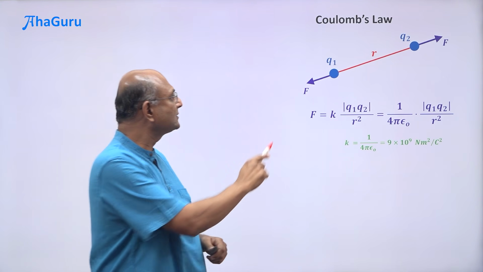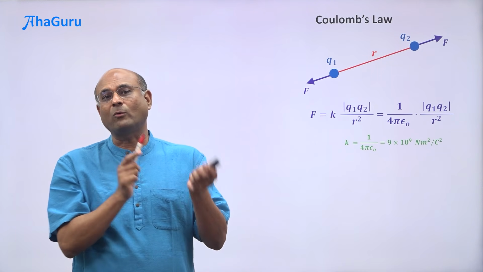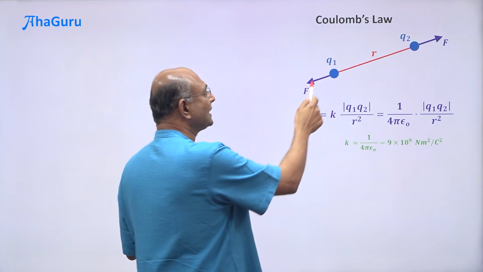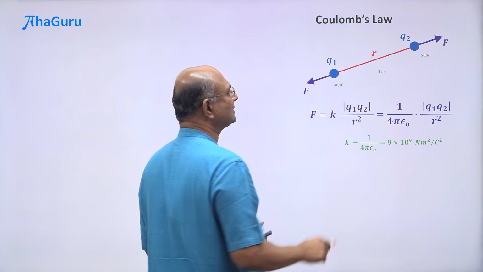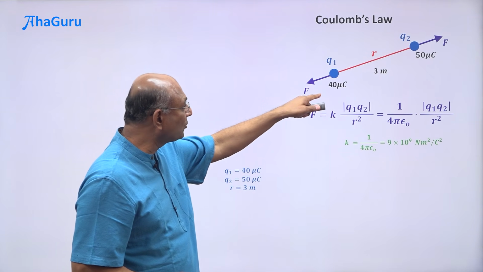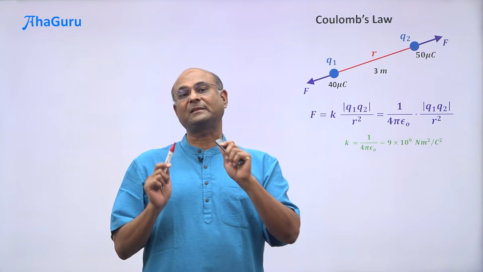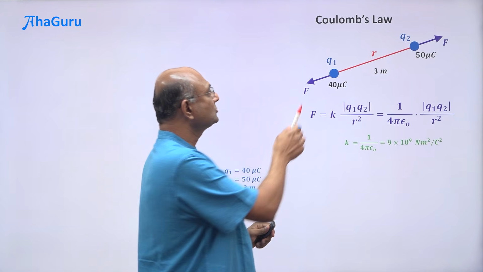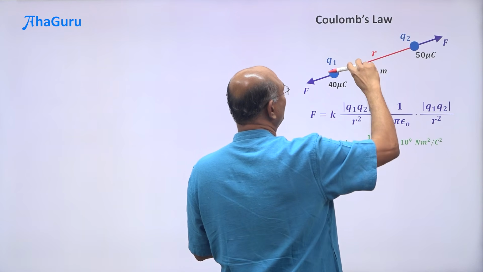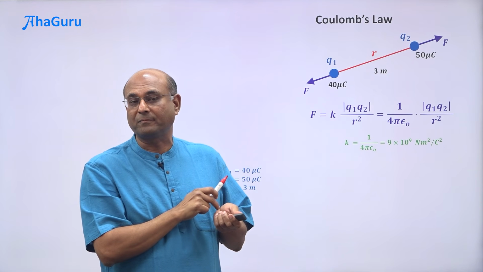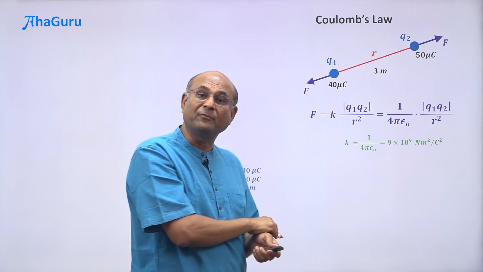Let us use this formula to calculate what the force will be in different situations. I'm going to first use positive and positive charges: 40 microcoulomb and 50 microcoulomb separated by a distance of 3 meters. Because they are both positive charges, you know that the forces are going to be like that, repulsive. How much will be the force?